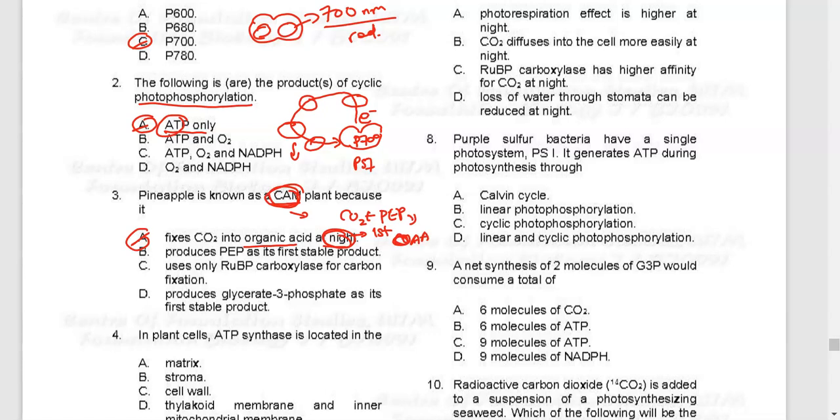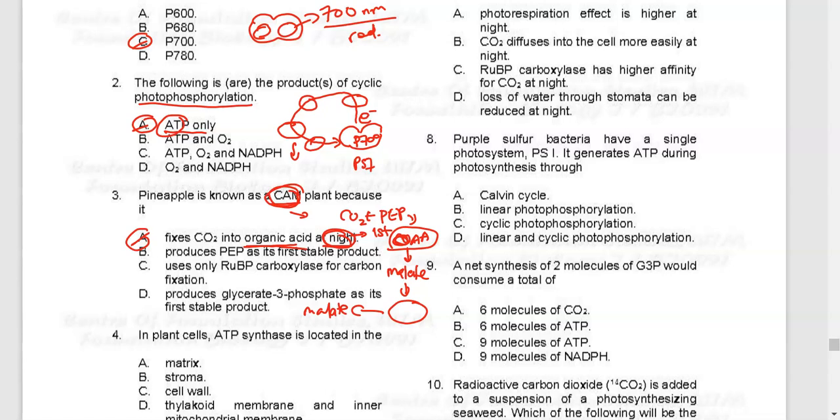oxaloacetate. So this all happens at night, and then the oxaloacetate will be converted to malate. Malate will be stored in the vacuole as malic acid. So that's why here it says organic acid. So it is stored in the vacuole as malic acid. This is during the night time, and during the daytime, the second fixation of carbon dioxide will occur, in which the organic acid, which is the malic acid, will be converted back into malate.